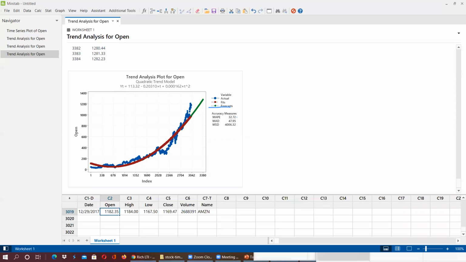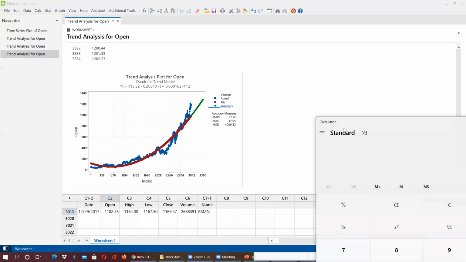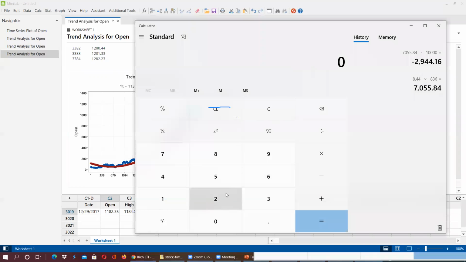And let me do the calculator one. Where is the calculator? Okay. 8.44 times 1282, which gives almost $820 at the end of 1 year on my investment as a return. So this is the third option.